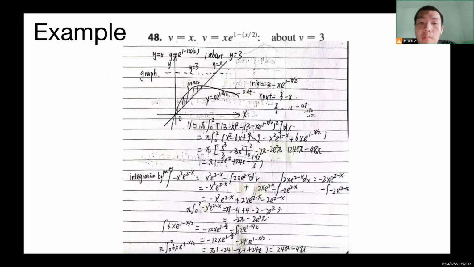Now let's see a real example, and you will know how to do it. These are two curves: y equals x and y equals x times e power (1 minus x) divided by 2. And the rotation is about y equals 3. So it's about y equals 3, which is parallel to the x-axis. So we will use the second method. Here is the process of the example. It's easy to understand, but during the calculation, we need to apply integration by parts, especially the first one, which needs to be done 2 times. You can stop to have a look and understand.